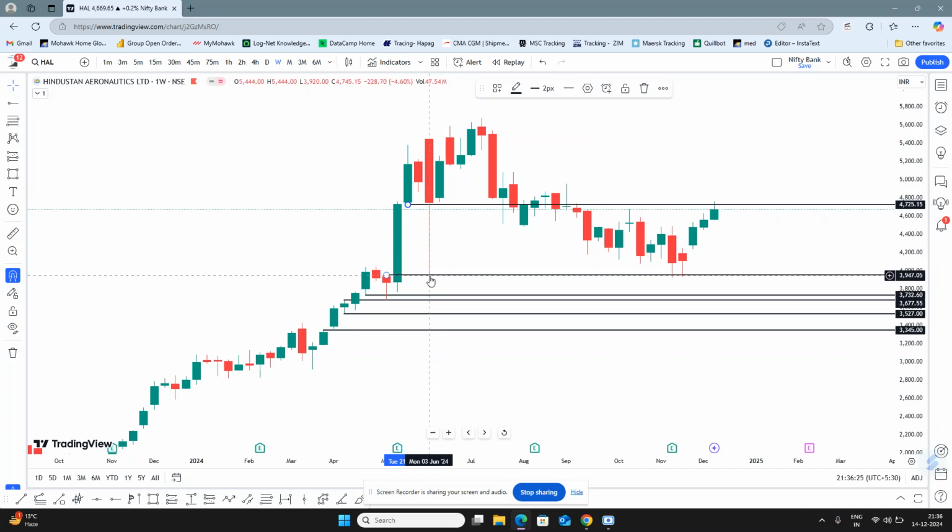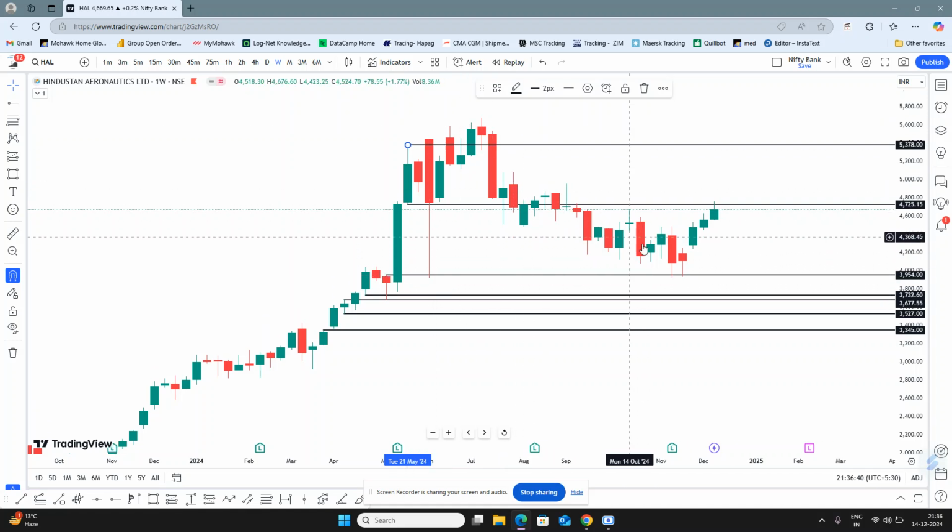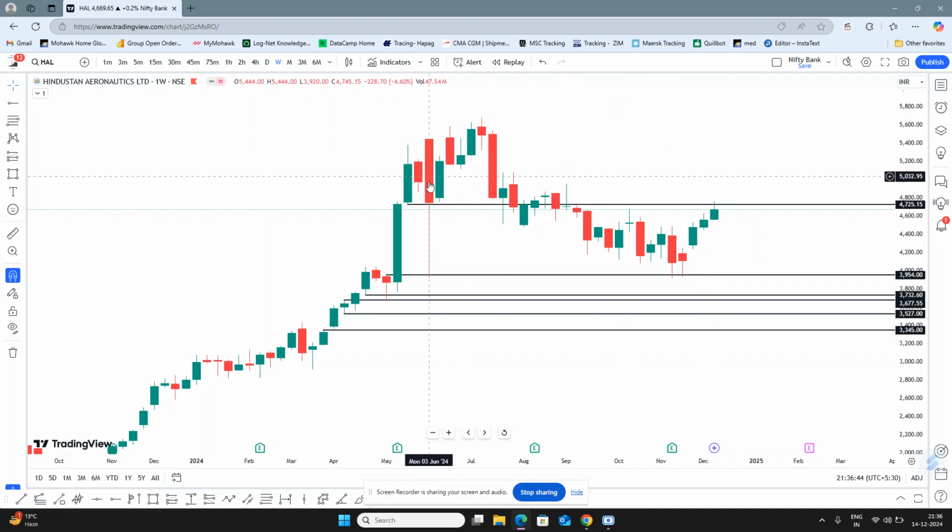Look at the first zone. When it touched first time, it made a higher high. Means this is a very solid zone. It pushed price to rise above this point, which was the last high. So this zone is very quality. When it came back, you could have bought it here, right?